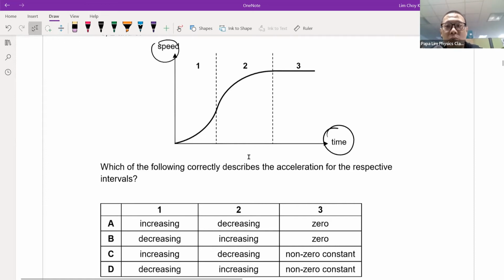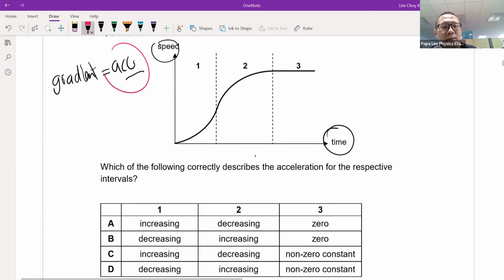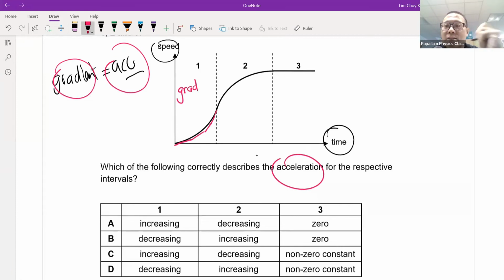Something we always tell students to take note of is that the gradient of the velocity time graph is equivalent to the acceleration. So when we are looking for acceleration, we are actually looking at the gradient. If you look at section 1, you'll find that the gradient of the line is getting steeper and steeper, which means the value of the gradient is getting bigger and bigger.